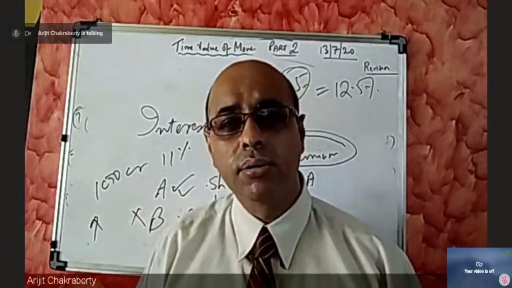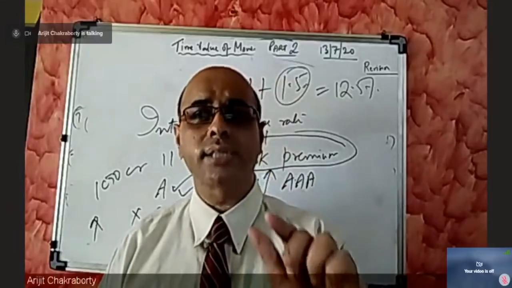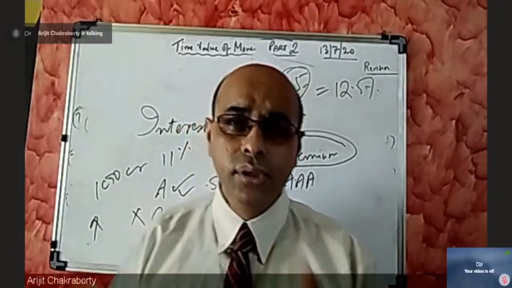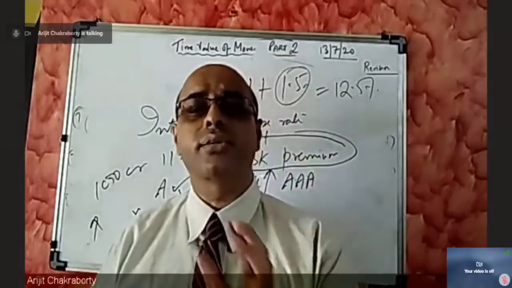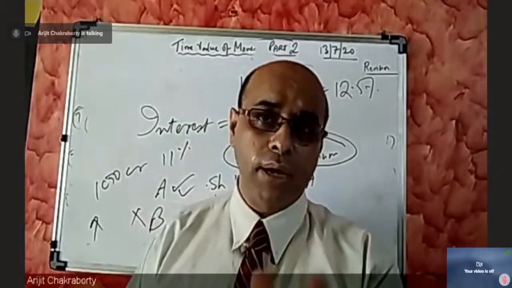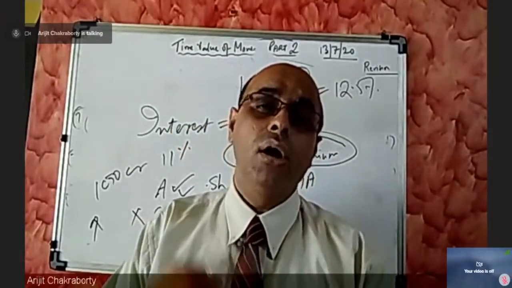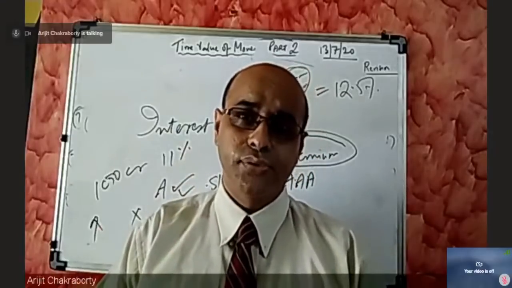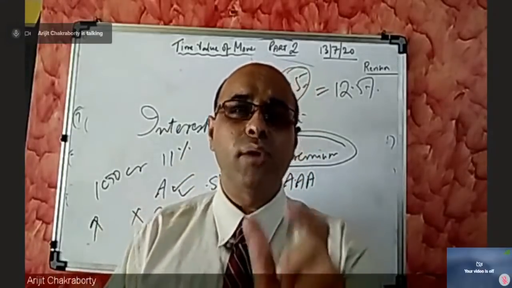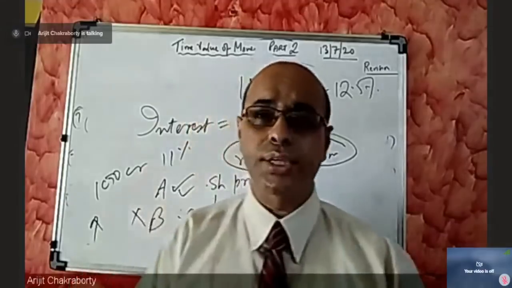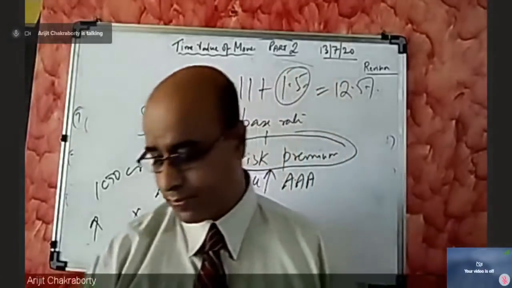If you see your accounts, you have read about current assets and current liabilities, and you know there is something called acid test ratio or current ratio. You might be knowing acid test ratio, also called quick ratio. So that ratio is computed to find out the liquidity. This is the relation of liquidity with interest.